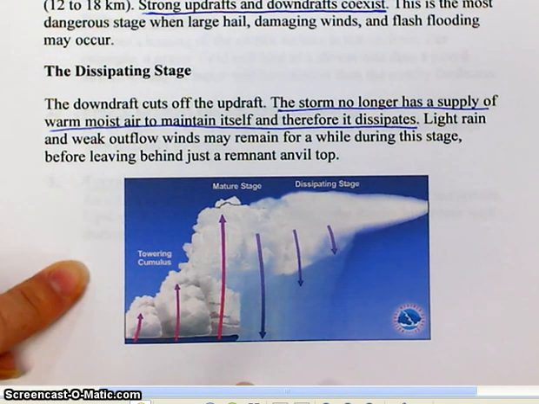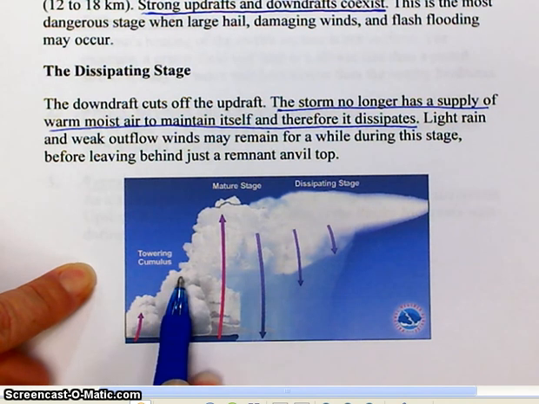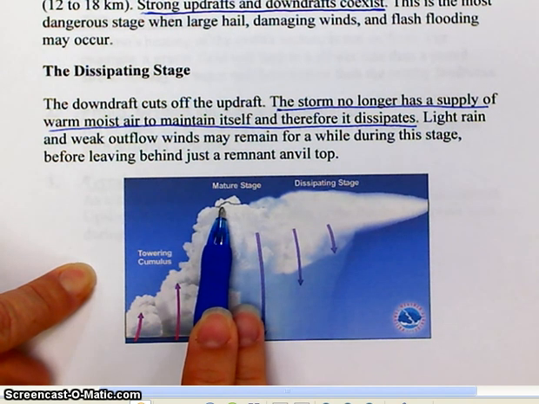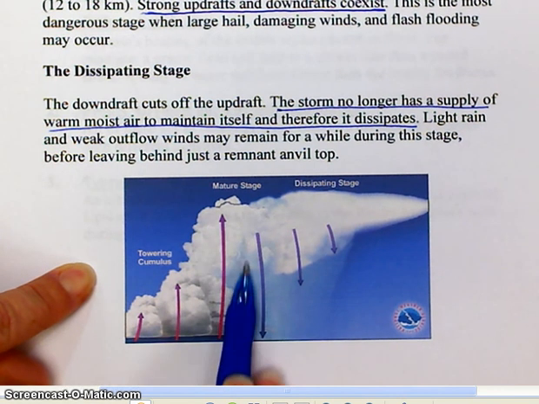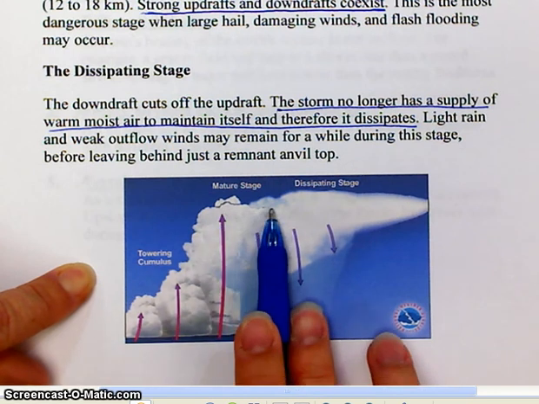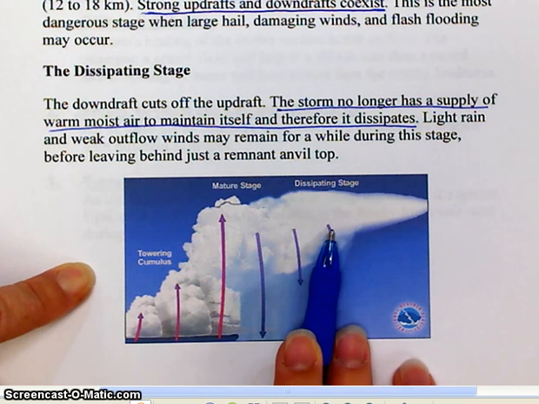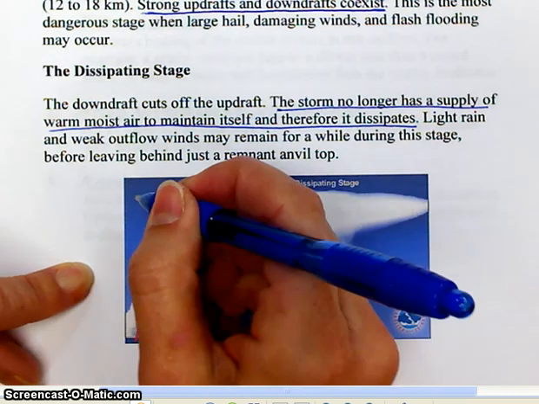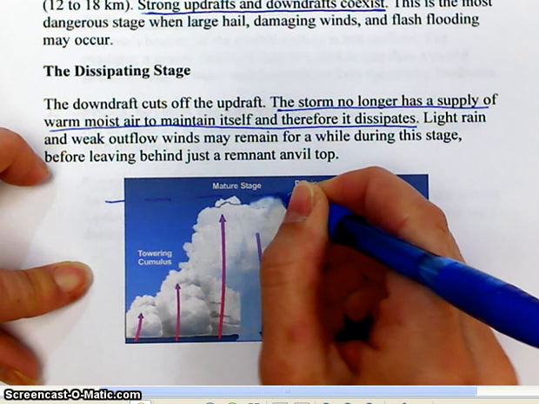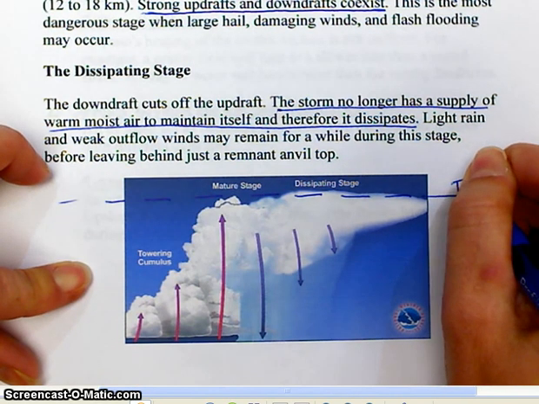And that's what this illustration down here is showing you. You have the towering cumulus phase where you have a lot of vertical development. These clouds are getting taller and puffier. You have the mature stage, where you have both updrafts and downdrafts, and you have a lot of stuff going on. You have heavy rain, possibly hail, things like that. And then you have the dissipating stage, where it's sort of slowly going away.